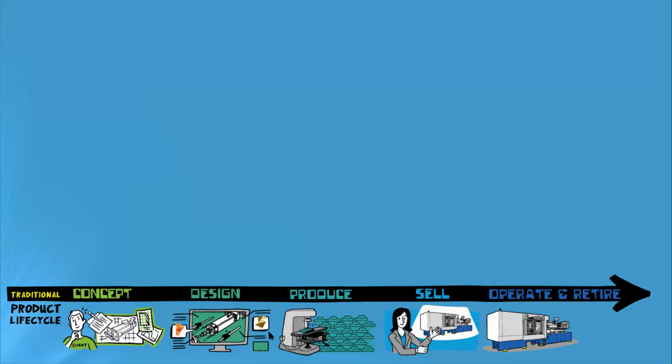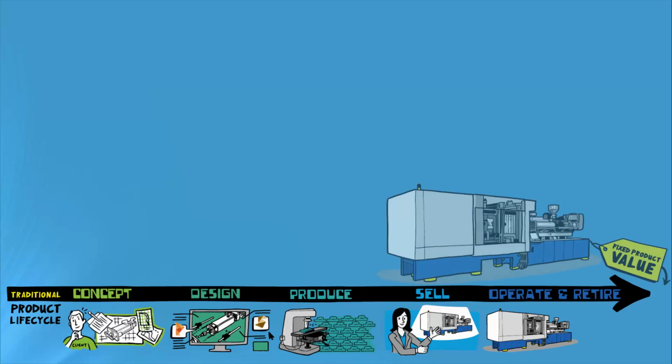This leads to a product of fixed value that is never more than the sum of your input costs plus your profit. It's hard for any one producer to differentiate in the marketplace. It's difficult to stay in tune with a rapidly changing marketplace. Your product may be obsolete by the time it makes it through this cumbersome production process.